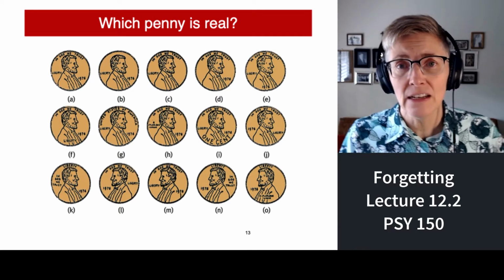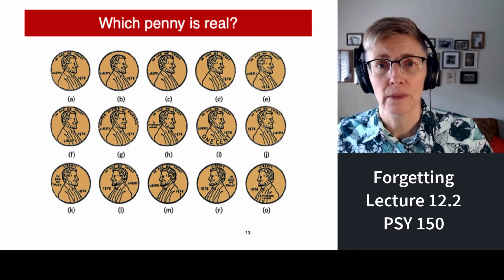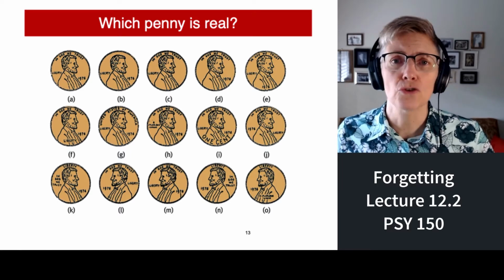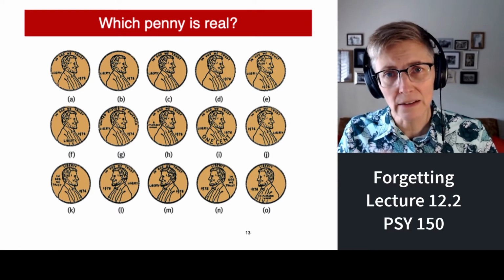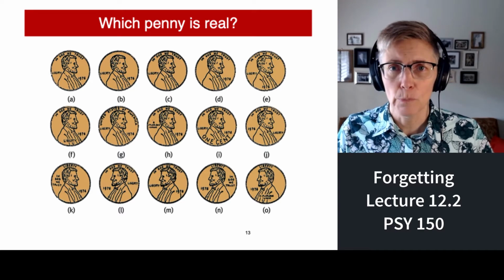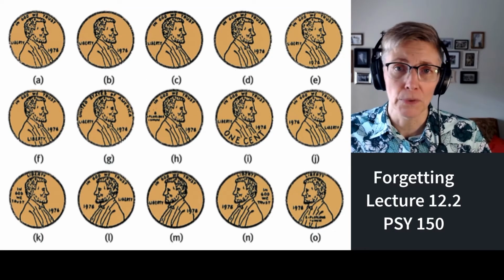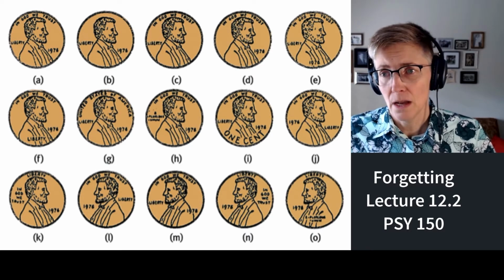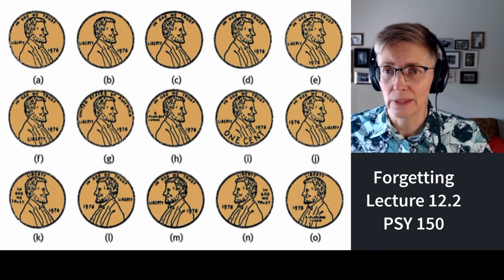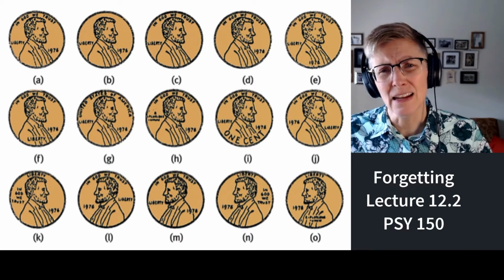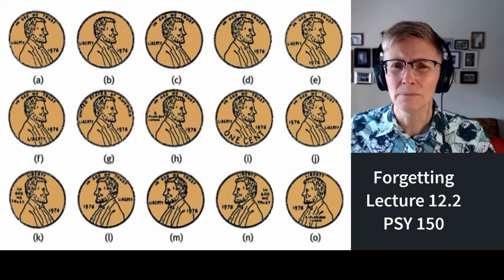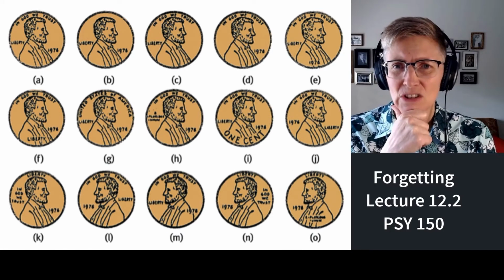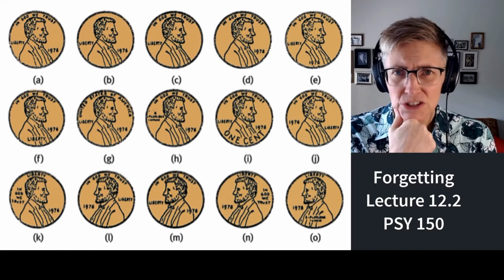So what do I have here? I have 15 different drawings of an American penny. And my question to you is, which of these drawings is accurate? Which one correctly indicates where the different parts of a penny are? For example, is Abraham Lincoln facing to the left or to the right? What does it say above Abraham Lincoln's face? Where's the date? Is there something else written there? Again, if you live in the US, you've seen pennies thousands of times.